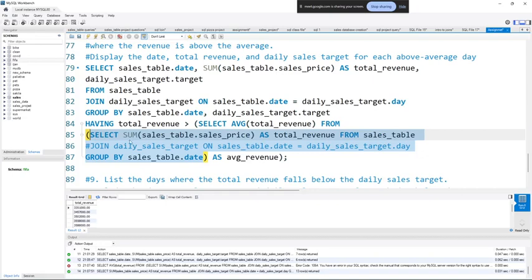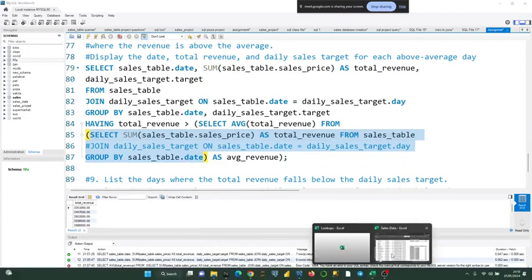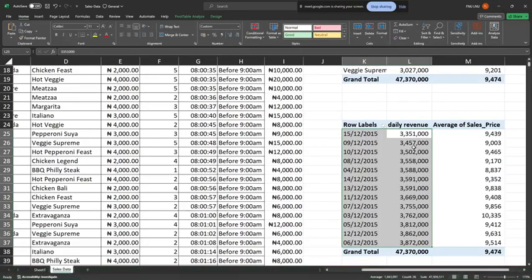This particular one, select sum of everything as total revenue from sales table. Then I'm grouping by the date. What will it give us? If you notice, this is what it will give us. That is, for each day, what we are making. That is what we are going to get. If you don't understand that particular statement, let me know. That is what that statement will give us.